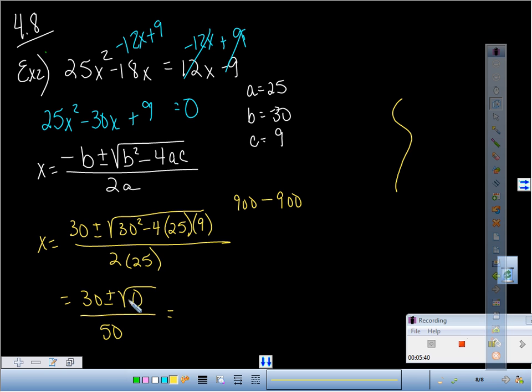All right, so let's talk about this. What's the square root of 0? So 30 plus 0 or 30 minus 0 is still just what? 30. So I got 30 over 50. What happens? 0. So 3/5. So this is my solution set. Does everybody agree? These are my answers. Okay? Now, wait. It's a quadratic. We're supposed to have 2 answers, but I only have 1 answer.